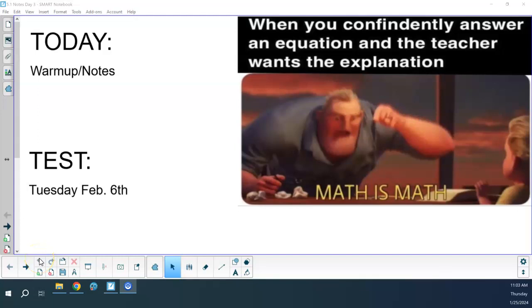Week from next week. So, we're going to be Mr. Incredible today. Math is math. Okay? Anywho. Alright, so remember, you got a test coming up.